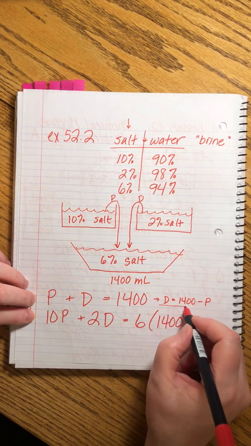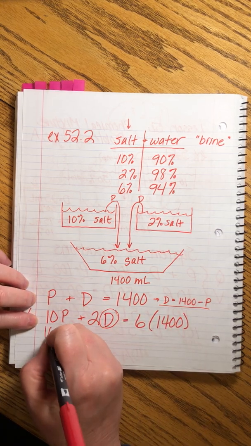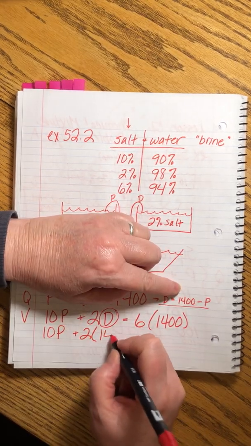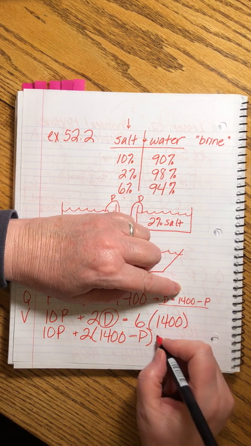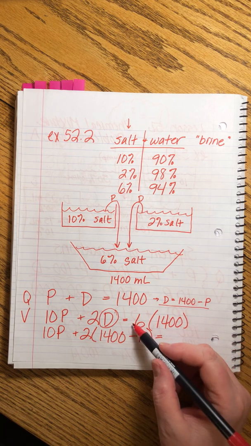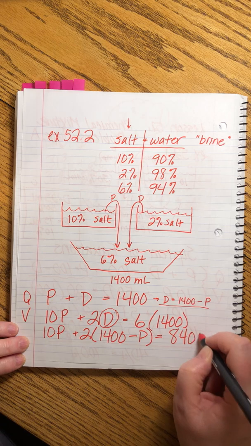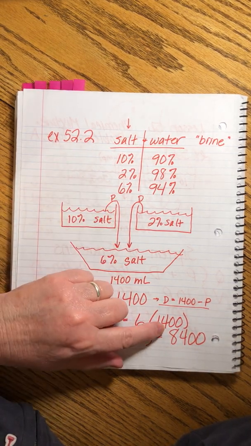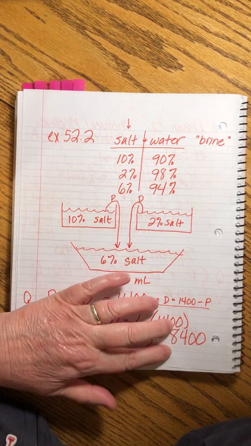So I'm going to substitute this into that. And I'll have 10p plus 2 times, right, equals 6 times 14 is going to be 8,400. I did that by doing 6 times 1,000 is 6,000. 6 times 400 is 2,400. Add the 6,000 and the 2,400 together.